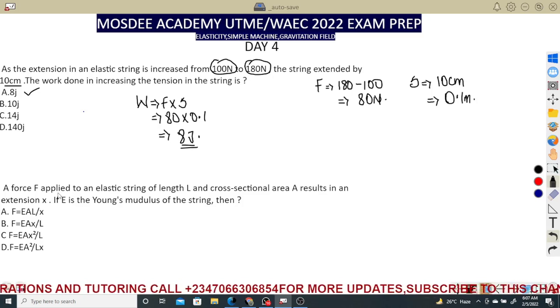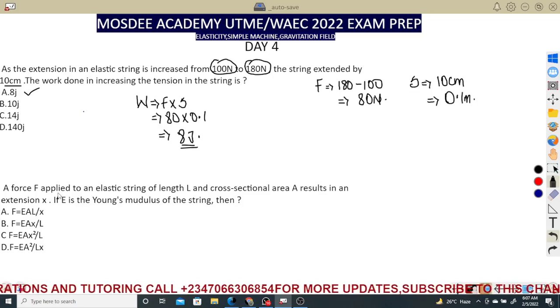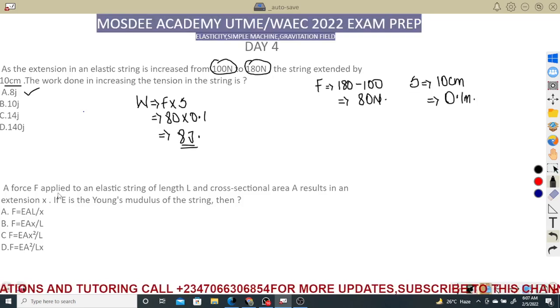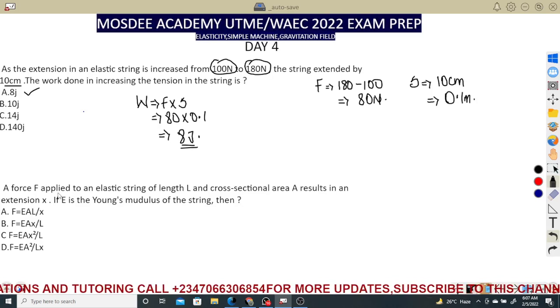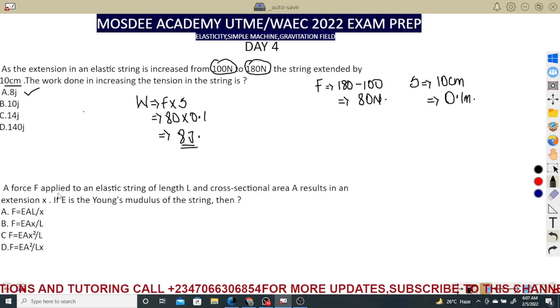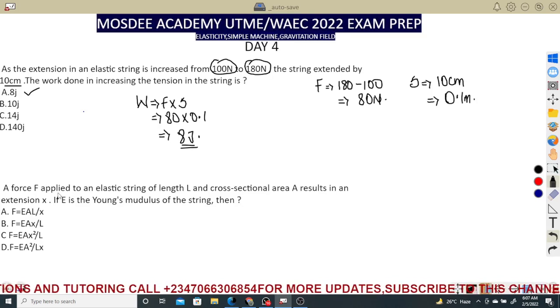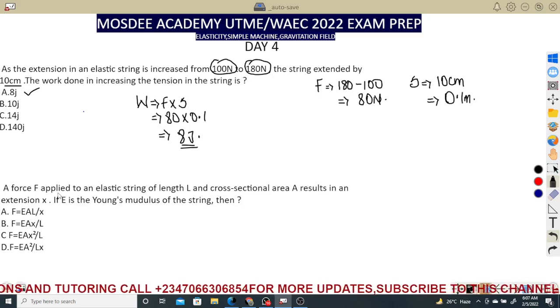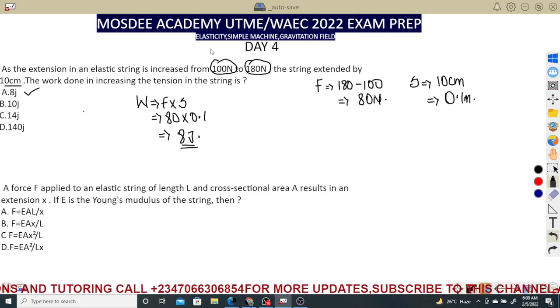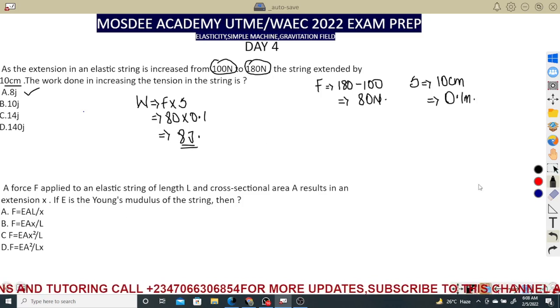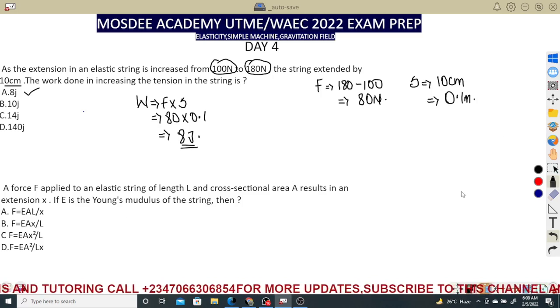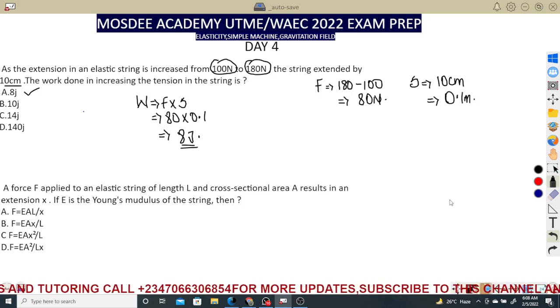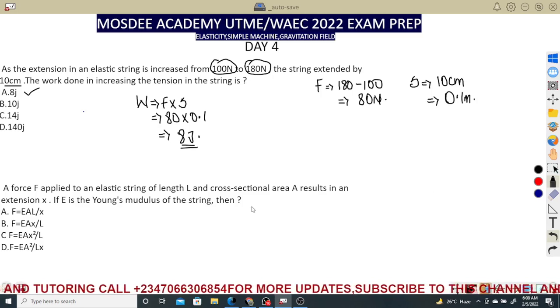And a cross-sectional area A results in an extension X. If E is the Young's modulus of the string, then dash will hold. I think in my concept video class, we have already done this. But for the concept of elasticity, there is a property we call modulus of elasticity. And under that, we talk about Young modulus, which is popular in junior classes.